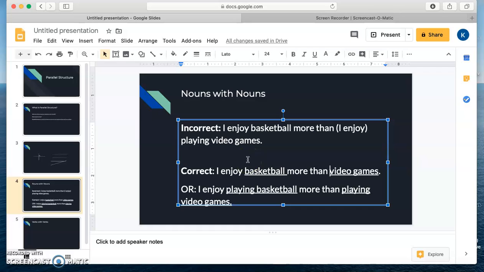And again, do you see how the "I enjoy" is again acting as our kind of stem of the sentence? But then we get to the playing and playing, basketball to video games. These are both nouns, and these are both verbs, or you can just say noun and verb. But that's the gist of setting up parallel structure with nouns, making sure that our nouns are parallel.